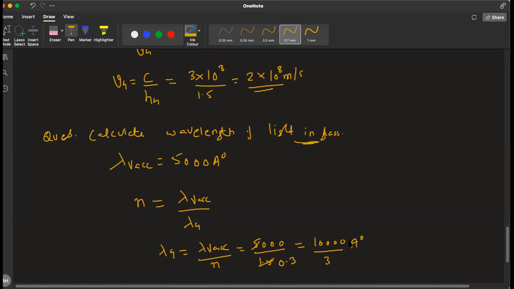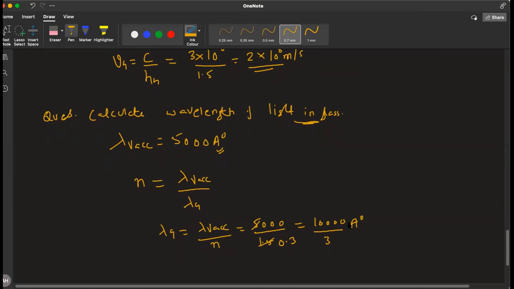Sir, we will not convert this angstrom into meter? You can just keep the calculations in angstrom only. If you want, you can multiply it with 10 raised power minus 10, and then it will convert into meter. Otherwise, you can keep it in angstrom only. Okay.